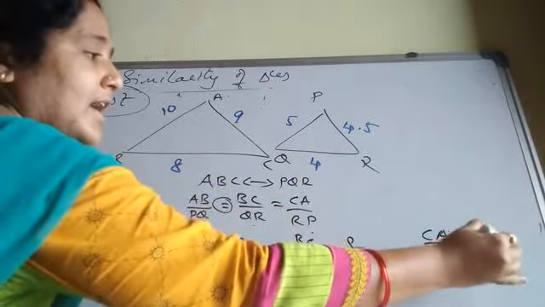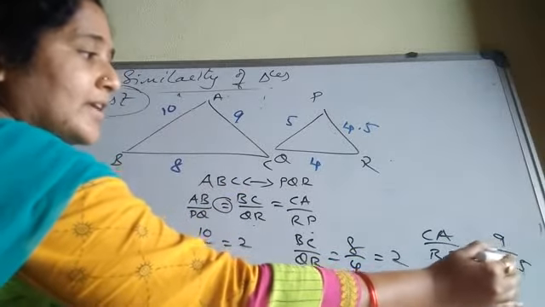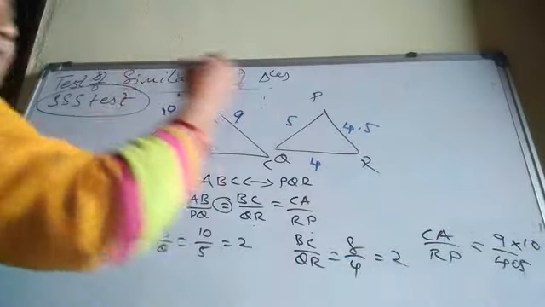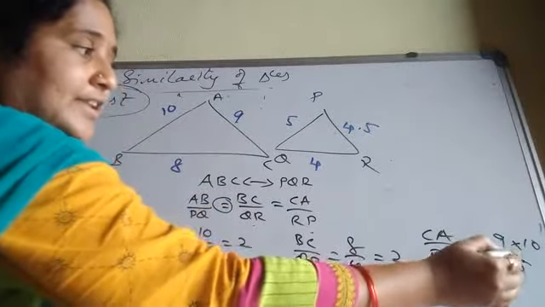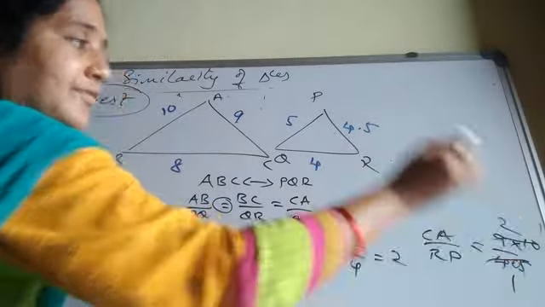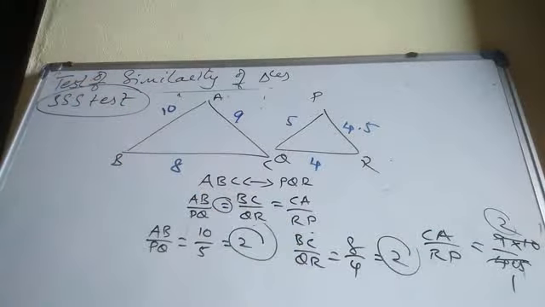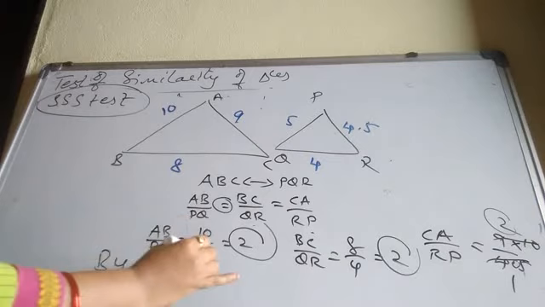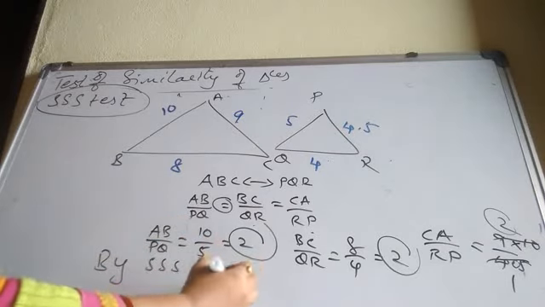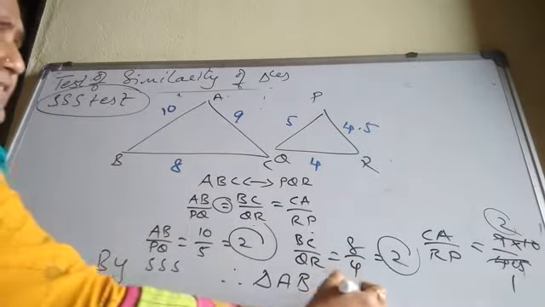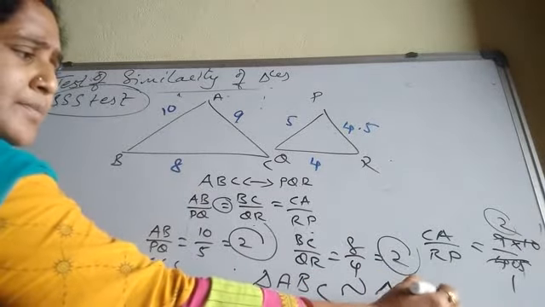CA value 9 upon 4.5. If you remove the decimal point, in the numerator I multiply by 10. So 90 upon 45. 45 twos are 90. See here, 2, 2, 2. All the corresponding sides are in proportion. By triple S test of similarity, therefore, triangle ABC is similar to triangle PQR.